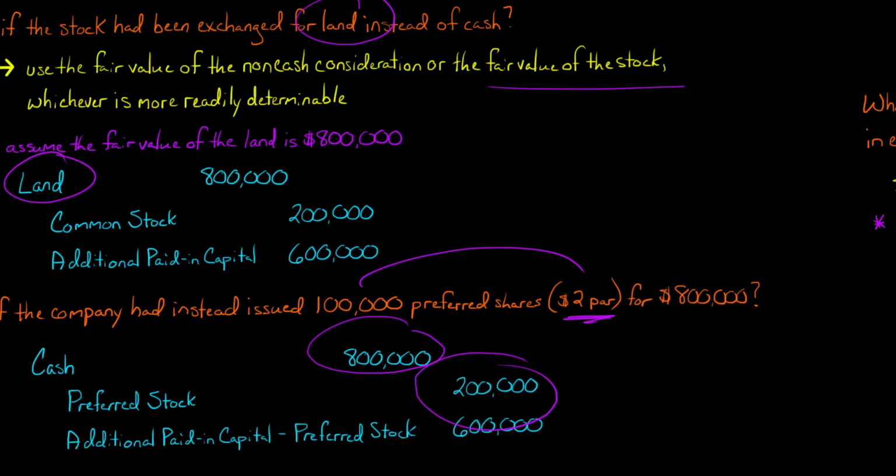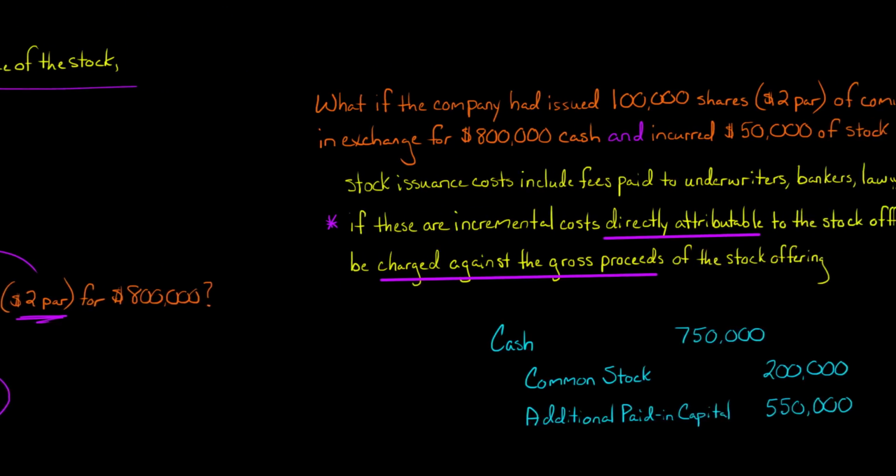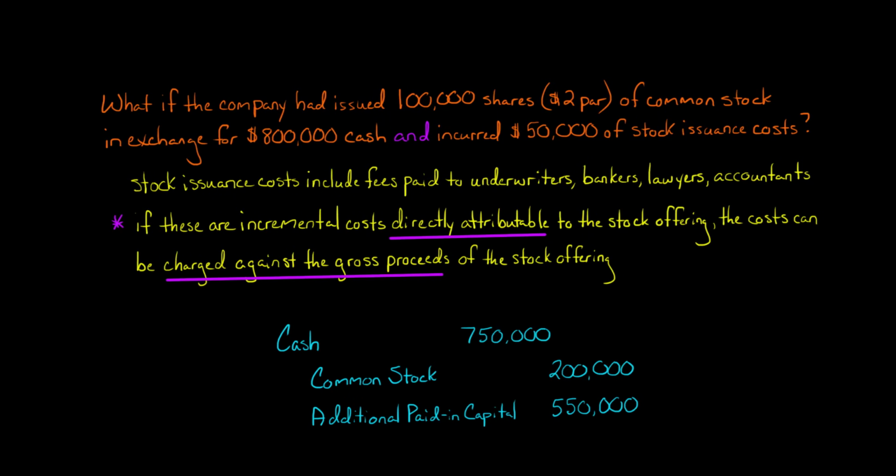Now, in all these examples, we have ignored stock issuance costs, okay? So what are stock issuance costs? Well, when a company does a stock issuance, they might pay an underwriter to handle the stock issuance for them. They might hire an investment bank, so they pay fees to the underwriters. They might have lawyers and accountants involved that help them with this stock issuance. Now, if these costs are directly attributable to this stock offering, in other words, the company would not have incurred these costs but for this stock offering, they hired that investment bank to help them with this stock offering to raise money, then those costs can be charged against the gross proceeds of the stock offering.